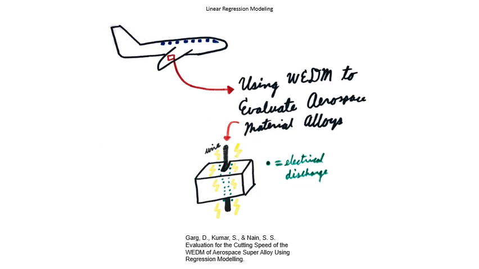For example, one study used regression modeling to evaluate the cutting speed of an aerospace alloy using wire-cut electrode discharge machining, WEDM, according to Garg, Kumar, and Nain in 2017. In the article, the researchers were trying to predict a specific value for the cutting speed of WEDM for the aerospace alloy Udimet L605. They decided to use linear regression to try and predict this value in order to figure out what cutting speed is needed to process the alloy.